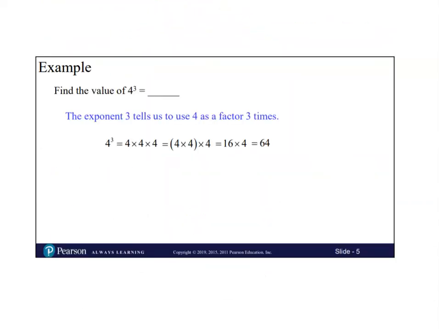Find the value of 4 to the 3rd power. Well, 4 would be our base, so we would list the 4 times itself 3 times, which is what our exponent tells us. And when we do 4 times 4 times 4, following the order of operations, we would multiply 4 times 4 and get 16. Then we'd multiply it again and get 64.